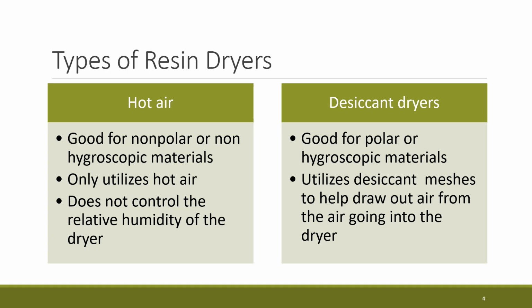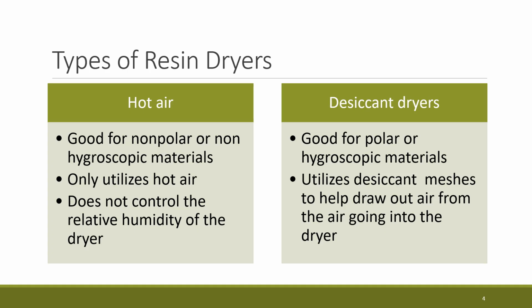Now that we know the fundamentals of drying technology, we can move on to the two different popular types of dryers. First, we have the basic and the most common type of dryer, the hot air dryer. This dryer works much like a hair dryer in the fact that it only blows hot air over the resin that it's drying. As such, it only works well for nonpolar resins as the water molecules only condense on the exterior surfaces. It does not have any kind of control over the humidity of the dryer itself.